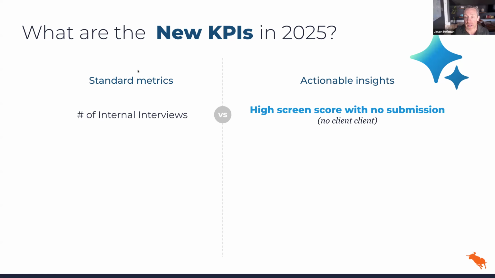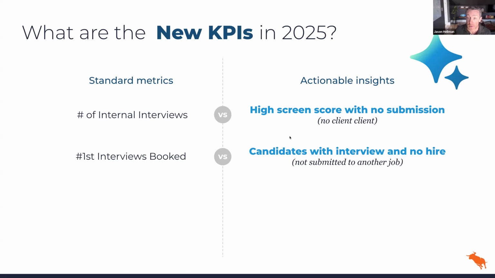With this screening process, you now have the ability to make sure they're all screened. We've got a sense of how good of a fit they might be for certain types of roles. So if someone does well, you absolutely need to talk to them. That's an important metric that we should track against recruiters and the company as a whole. Then we've got the interviews booked. Again, very important that we've got candidates interviewing, but we should make sure that we look at people who have been interviewed and don't have a hire and aren't submitted to another job.